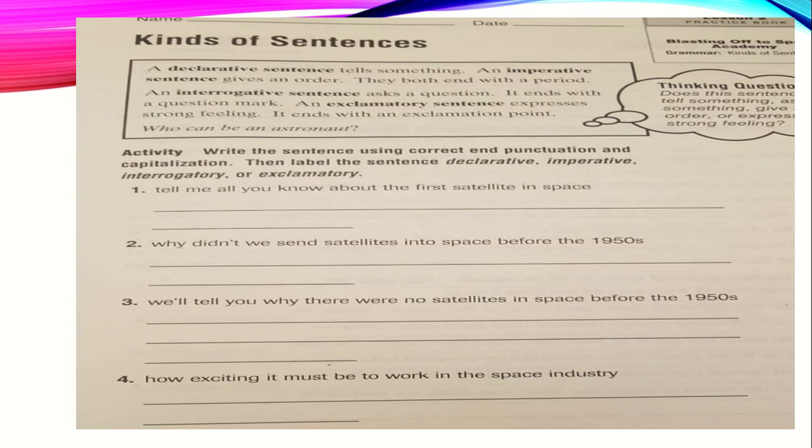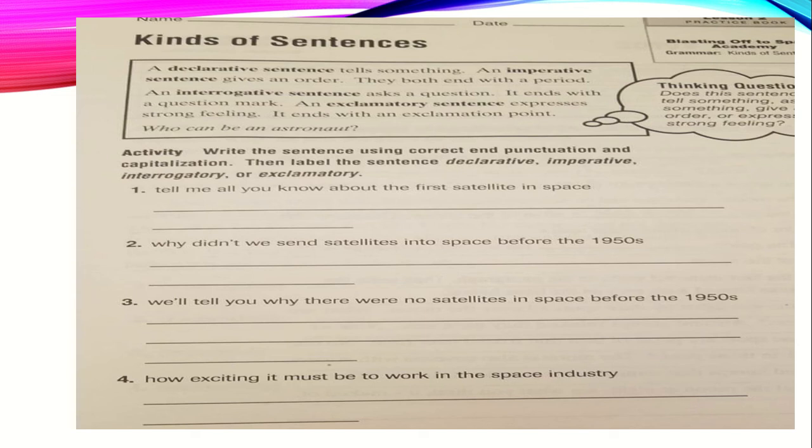Kinds of sentences. We know there are 4 kinds of sentences. Declarative, the ones that tell something. Imperative, the ones that give orders. Interrogative, the ones that ask something. And exclamatory, the ones that express feelings. Okay? The activity. Write the sentence using correct end punctuation and capitalization.